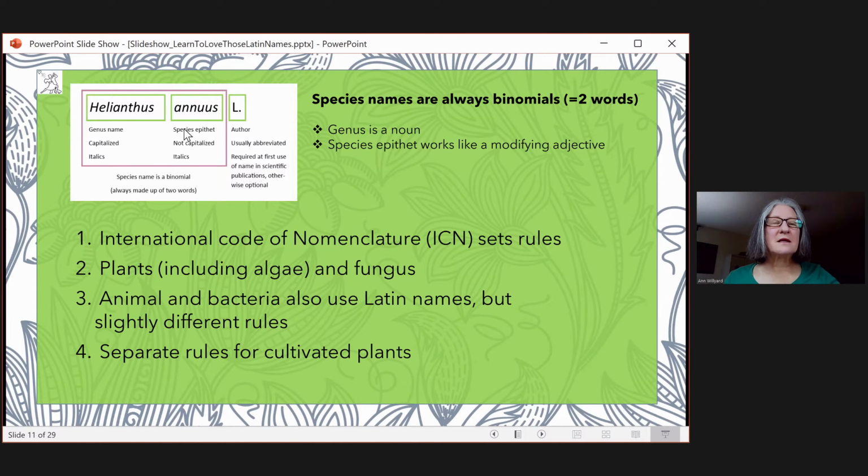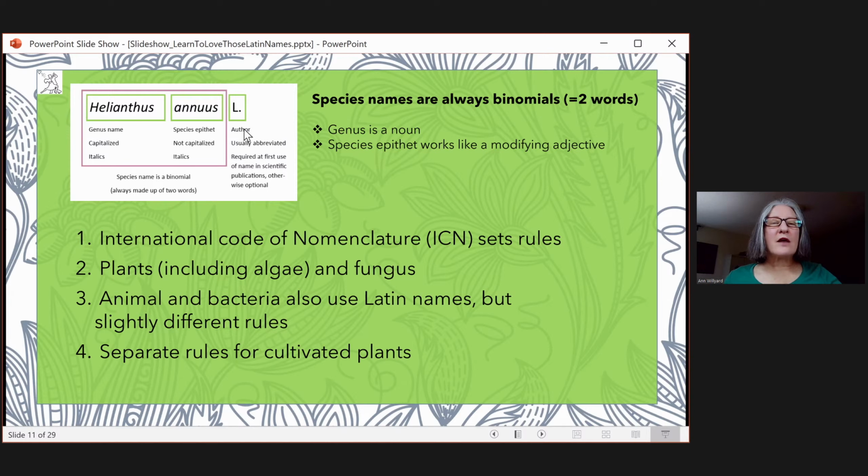The epithet is not capitalized. And up until a few decades ago, and you'll still see this done, we used to capitalize proper words. So if the epithet was in honor of a person or a country or a place name, you would see that capitalized. And we have quit doing that. We don't mark it wrong in older texts, but you will not do that now. But it's always in italics.